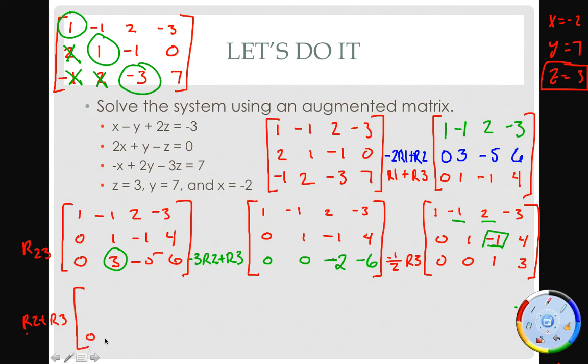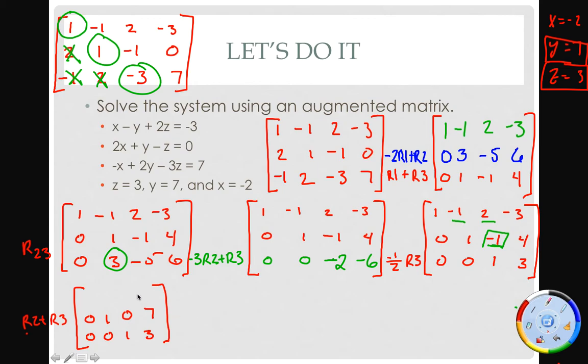Now, because row 3 is already perfect where I want it, I'm not going to do anything to it. But now row 2 plus row 3 becomes 0, 1, 0, and then 3 plus... 1 plus -1 is 0. 3 plus 4 is 7. Notice what I just got. 1y is equal to 7. That means I've got the second part of my answer.